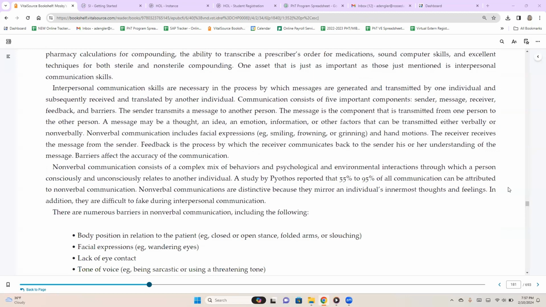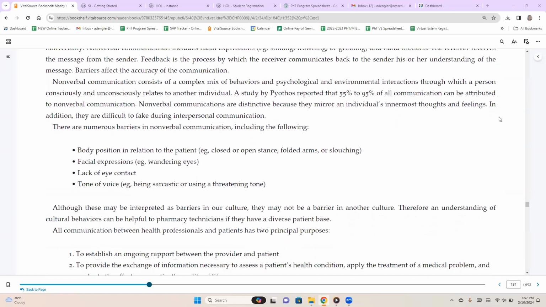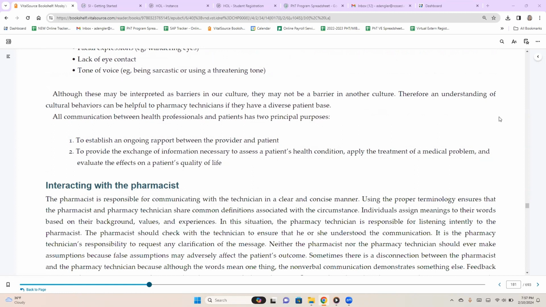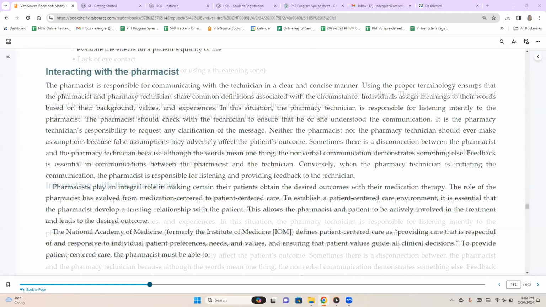Nonverbal communication consists of a complex mix of behaviors and psychological and environmental interactions through which a person consciously and unconsciously relates to another individual. There are numerous barriers in nonverbal communication, including the following: body position in relation to the patient, facial expressions, lack of eye contact, and tone of voice. Although these may be interpreted as barriers in our culture, they may not be a barrier in another culture. Therefore, an understanding of cultural behaviors can be helpful to pharmacy technicians if they have a diverse patient base.